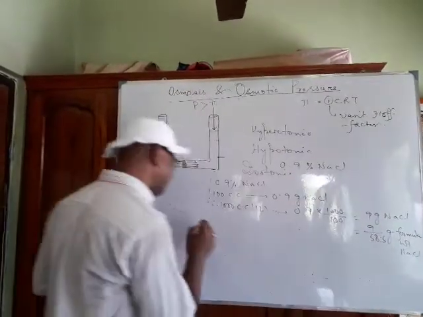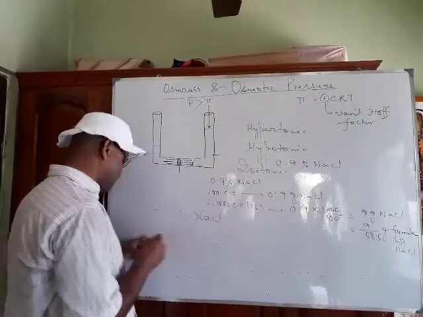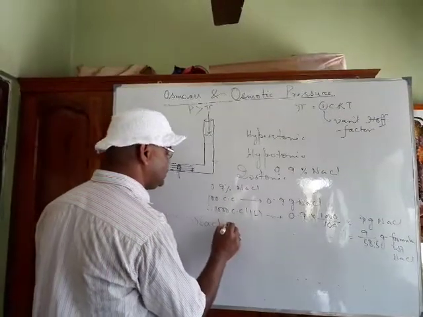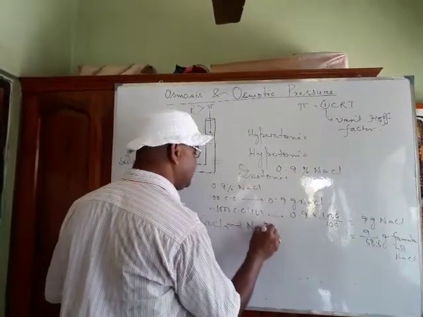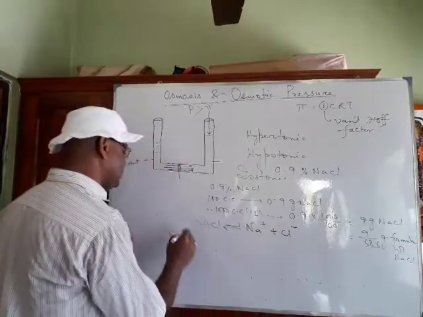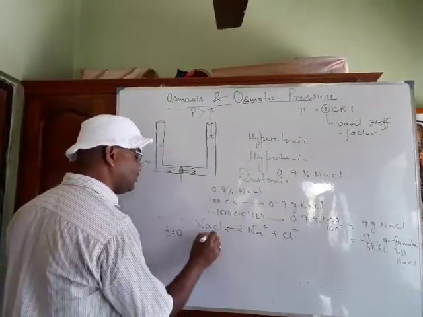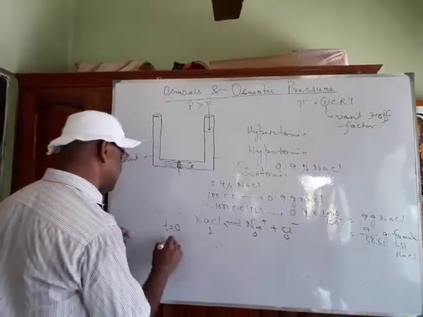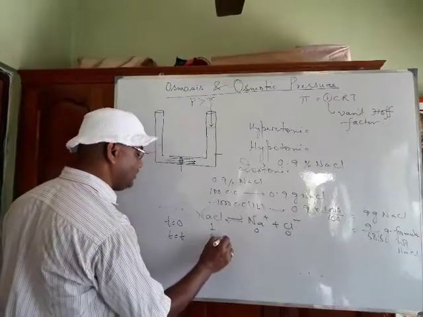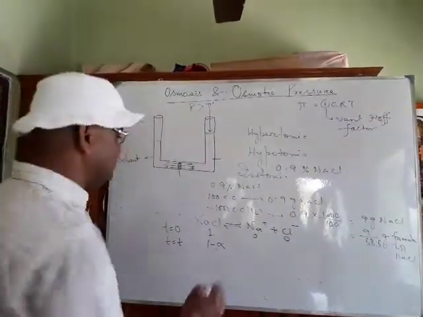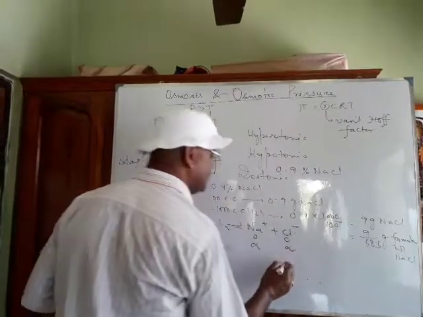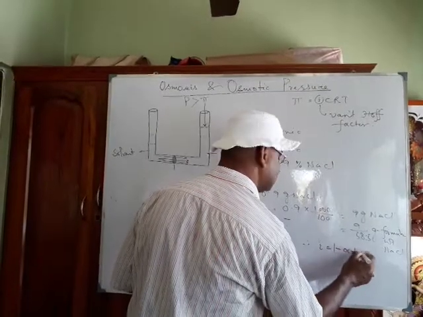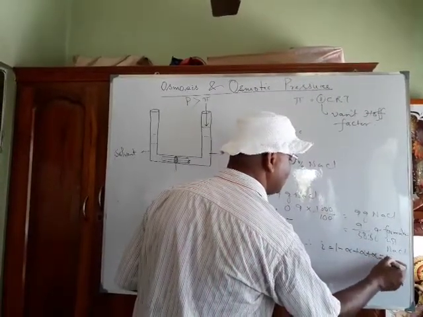NaCl. Now you know that sodium chloride in solution is an electrolyte. In solution it dissociates into Na+ and Cl-. So at time t0, initially the number of moles will be 1, and 0, 0; after time t, after the dissociation, it will be 1 minus alpha. Alpha is the degree of dissociation, and it will be alpha and alpha. Therefore the van't Hoff factor i will be 1 minus alpha plus alpha plus alpha, means it will be 1 plus alpha.